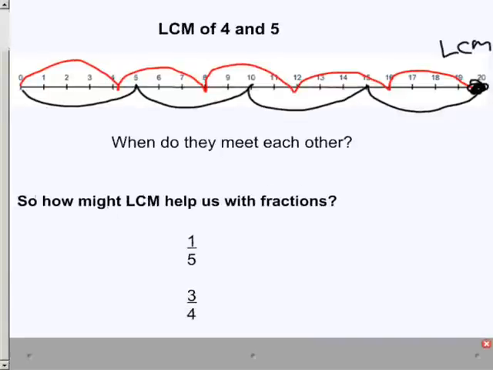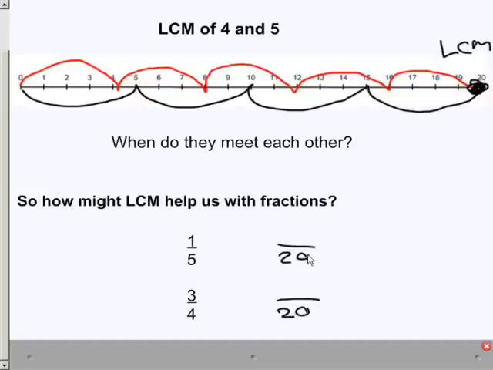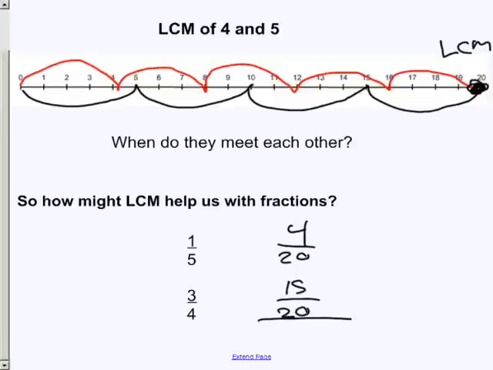And again, we already talked about how this helps us. We can change both fractions to 20ths, times 4 times 4, times 5 times 5. Now, since we have like denominators, we can add and see that our answer is 19/20.